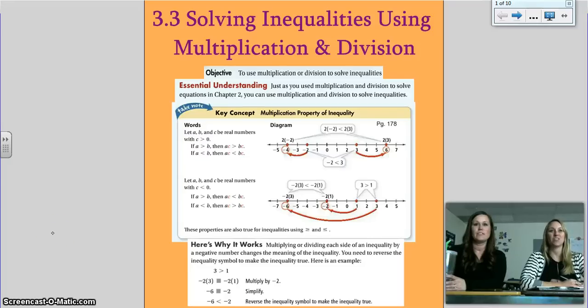Hi! Section 3.3, solving inequalities using multiplication and division. Just the same thing as yesterday, except we multiply and divide. That's our objective today, guys.